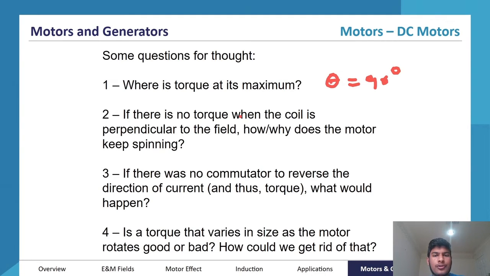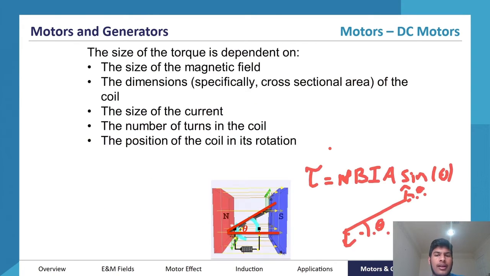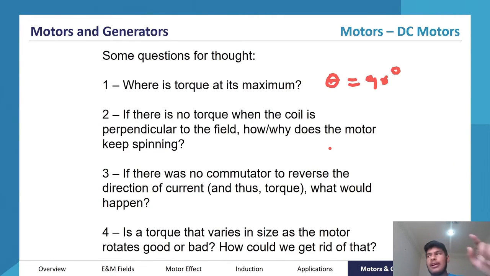So if there is no torque when the coil is perpendicular to the field, how and why does the motor keep spinning? Well, that's because of inertia, right? If we have something that's spinning and we don't apply a torque, it's going to continue spinning pretty much by Newton's first law, right? An object in motion tends to stay in motion. If you've got no resistive force, or if the resistive force is relatively small, it's going to continue spinning.